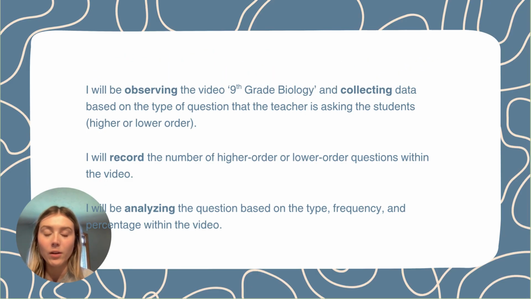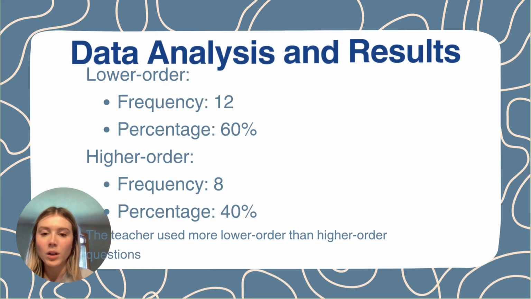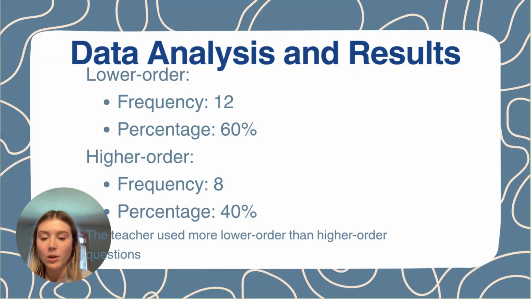Throughout the video, I analyzed all of these and got this bar graph that is shown. It shows that we have a lot more lower order questions than higher order questions. So this is all the data combined in just one easy slide. For lower order questions, there were 12 throughout the entire lesson, which is 60% out of 100. And for higher order questions, there were 8 throughout the video, and the percentage was 40%. So the teacher used more lower order questions than higher order questions.